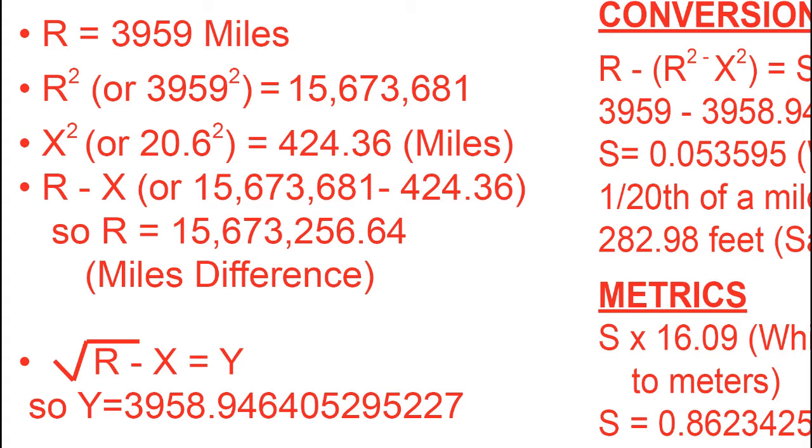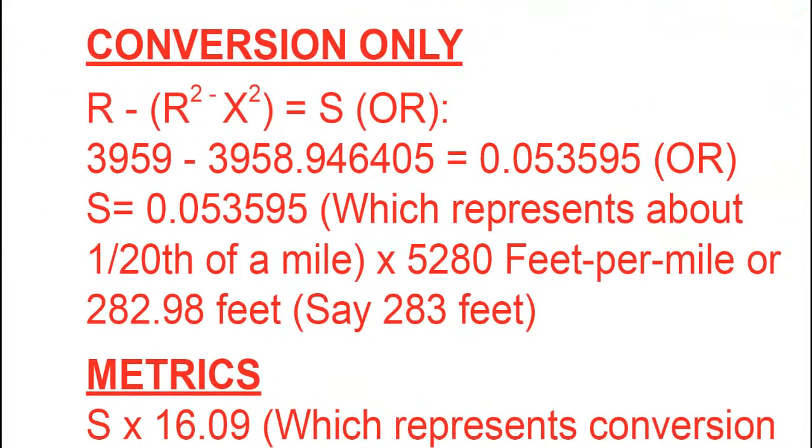So the square root of that equals Y, so Y equals 3958.946405295227. Right. So let's convert this down. R minus Y equals S, or 3959 minus 3958.946405 equals 0.053595, or S equals 0.053595, which represents about 1/20th of a mile times 5280 feet per mile, and that comes to 282.98 feet, say 283 feet of curvature between Dover and Calais.